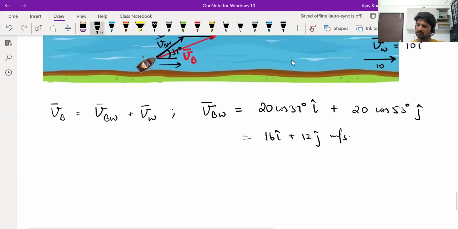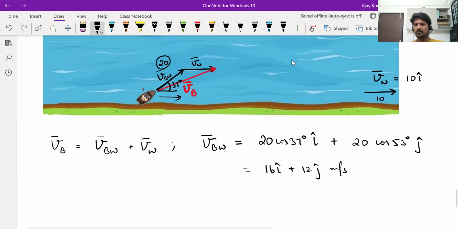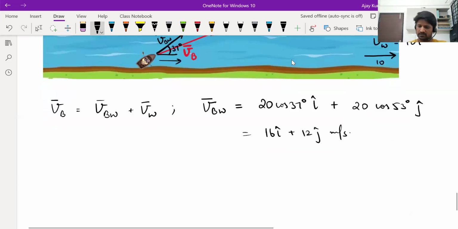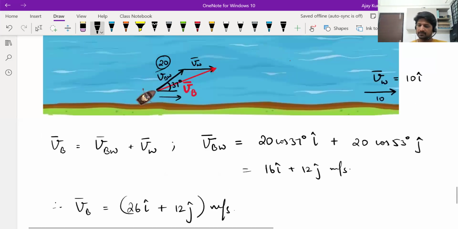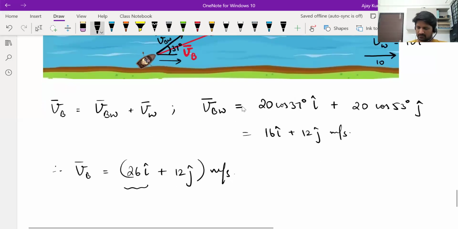Correct. That's all. So we got VBW and VW as vectors mathematically. Then we will be able to express VB as a vector: VBW plus VW, add them. 16 plus 10, 26 i cap plus 12 j cap. That's the effective velocity with which the boat crosses the river. That is that red vector that I have drawn. And you can clearly see the x component and the y component of the boat's velocity. This is what helps in crossing the river.